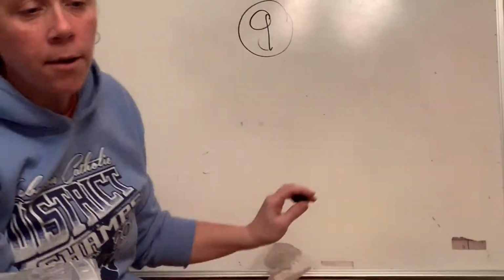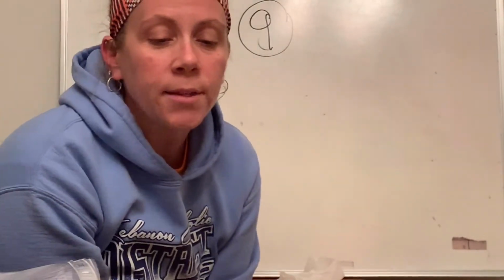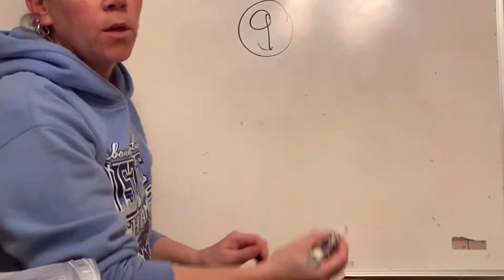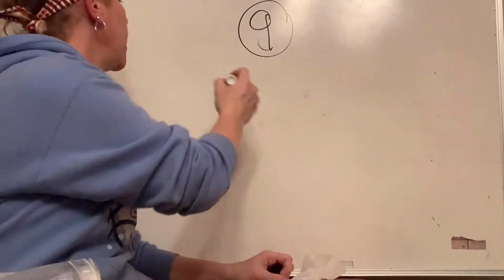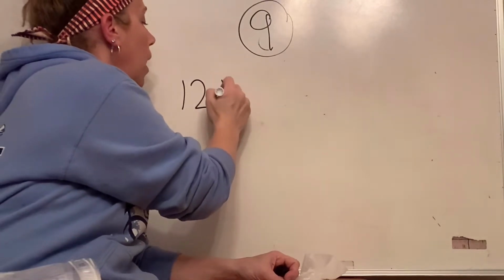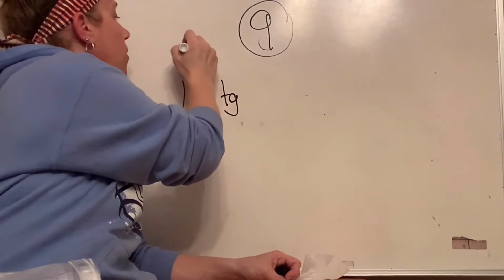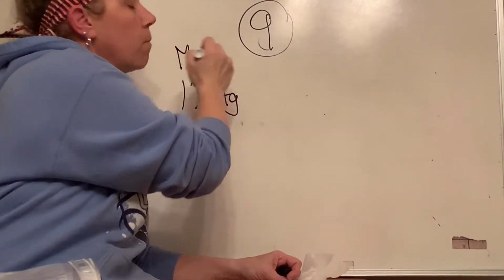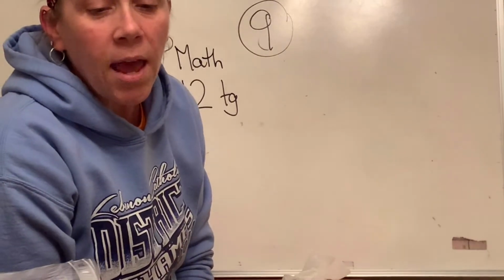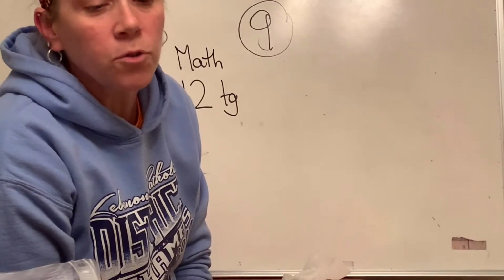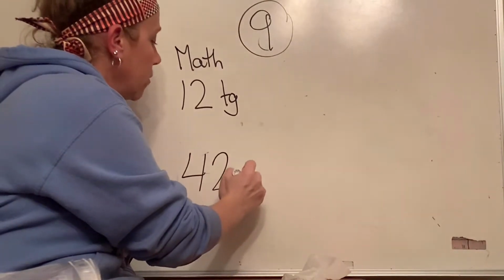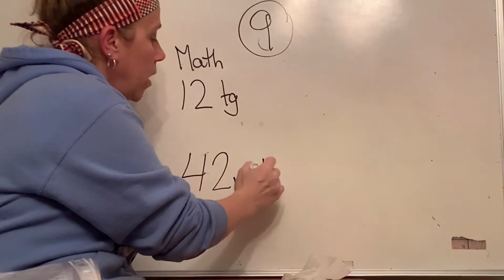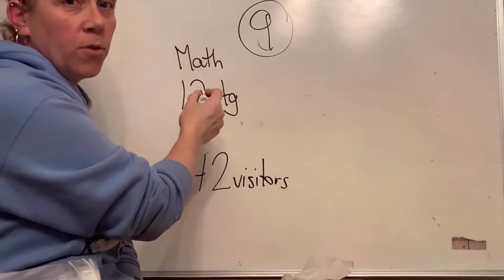All right, number 9. There are 12 tour guides at the Math Museum. So again, you know how I do word problems. As soon as I read something, I gotta write it down. So there's 12 tour guides at the Math Museum. And then I move on, and there are 42 visitors who want to go on tour. So 42 visitors who want to go on tour at the Math Museum.